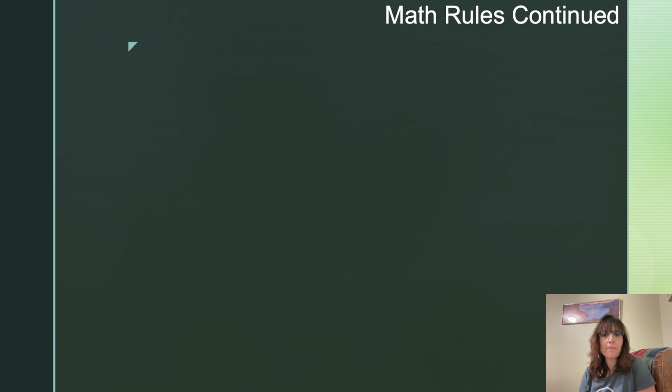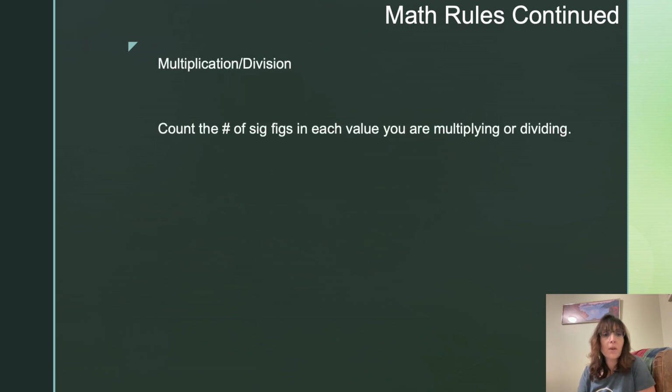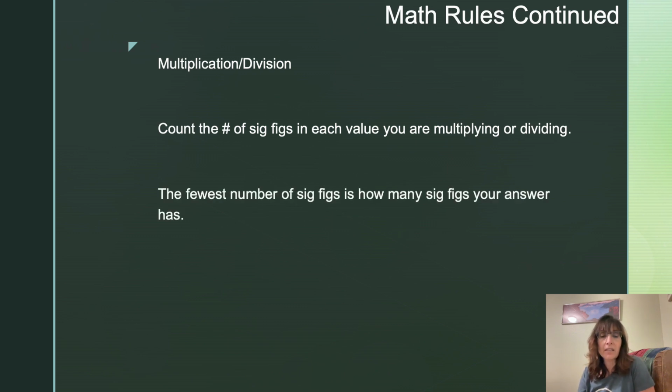My favorite rules, multiplying and dividing. I just think they're a lot easier. When you multiply or divide, count the number of sig figs in each value that you're multiplying or dividing. And the rule is that the fewer numbers of sig figs is how many sig figs your answer should have.